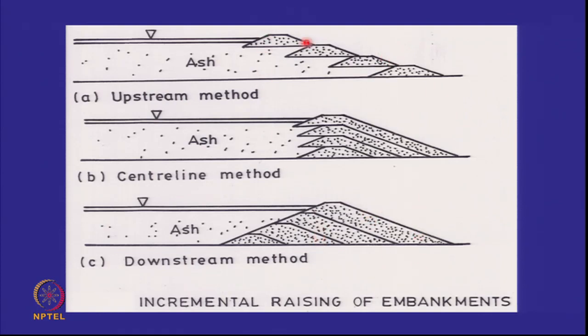There is a hybrid arrangement between the upstream method and the downstream method, and that's called the centerline method, where you raise the embankment crest one over the other. It's partly resting on old material and partly resting on the compacted soil. We'll look at this in greater detail later.